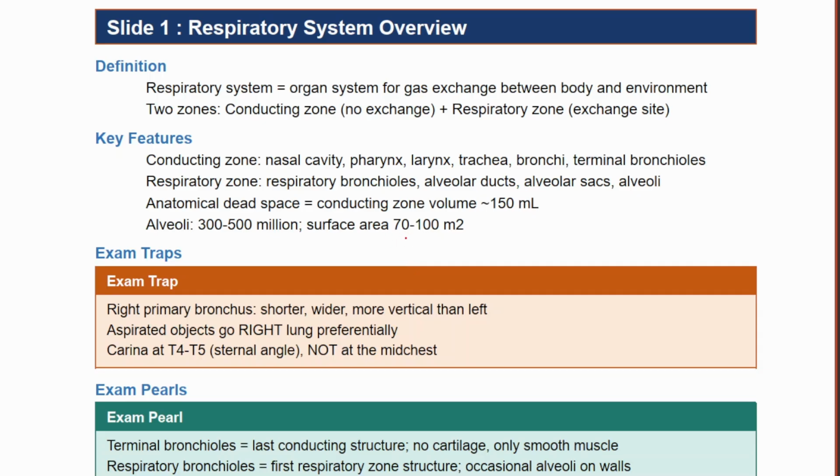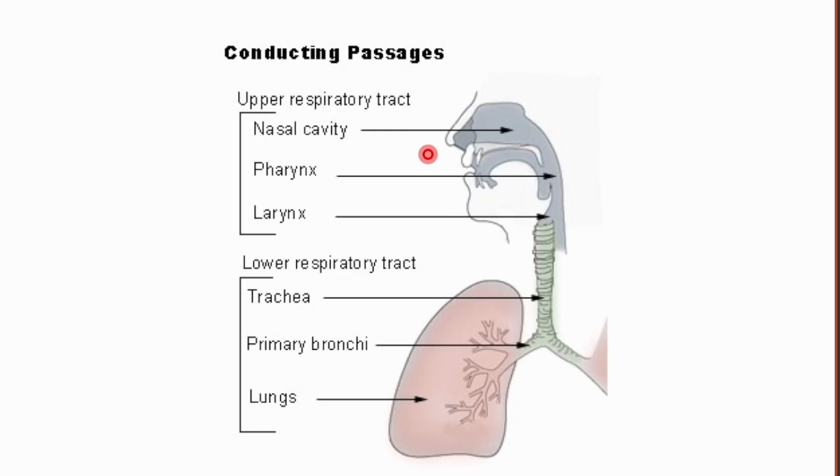Now the system is divided into two functionally distinct zones. The first is the conducting zone. This is everything from your nose down to the terminal bronchioles. You can see in the image, the conducting zone starts from the nose and it ends at the terminal bronchiole. That means from here up until this place. This is the conducting zone.